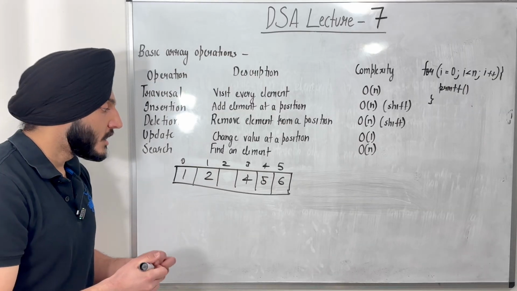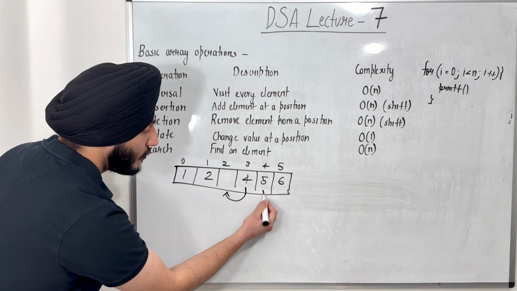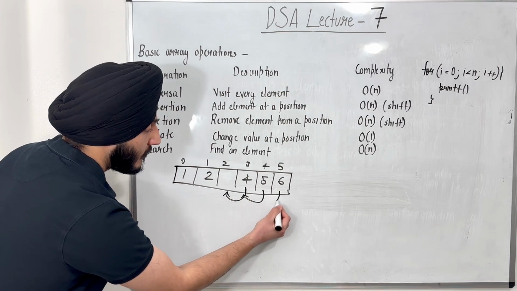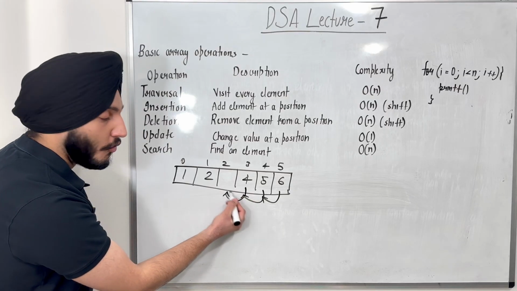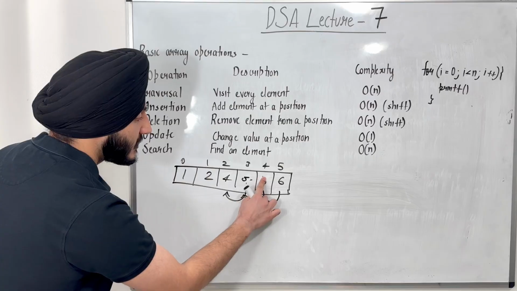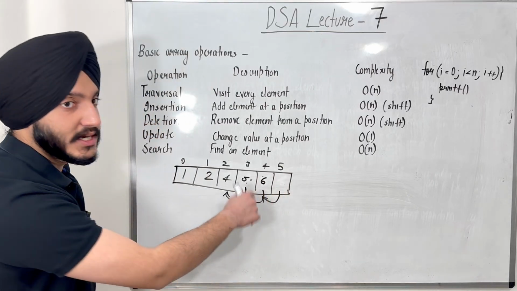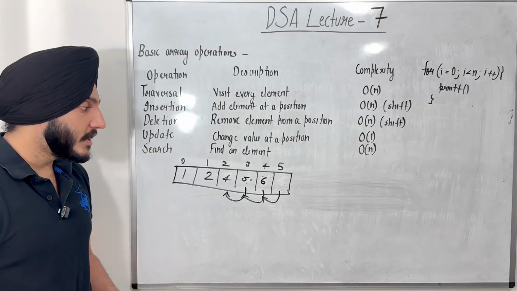What I have to do is remove it and then shift all the elements back by one index. So I'm going to shift 4 over here. I'm going to shift 5 to the third index. I'm going to shift 6 over here, and now I'm going to have the last index empty. Right, so I hope that makes sense.